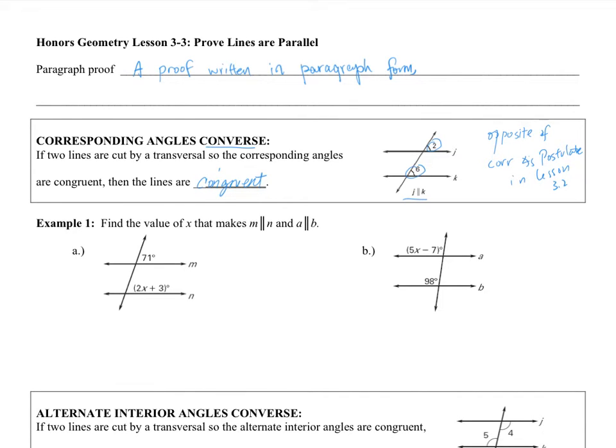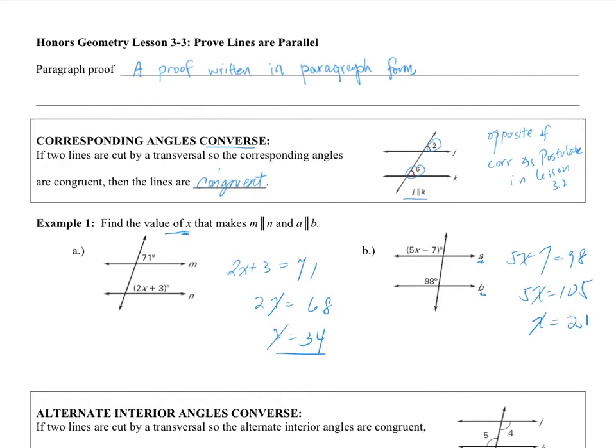Okay, example 1. Find the value of x that makes m parallel to n and a parallel to b. So I need to set 2x plus 3 equal to 71. Now I can solve. And then the other one.